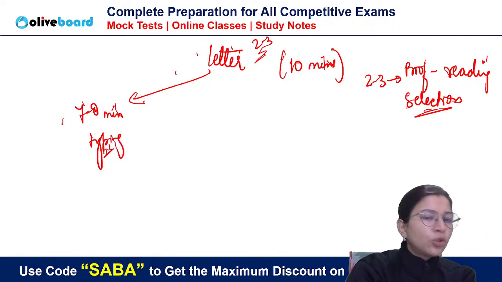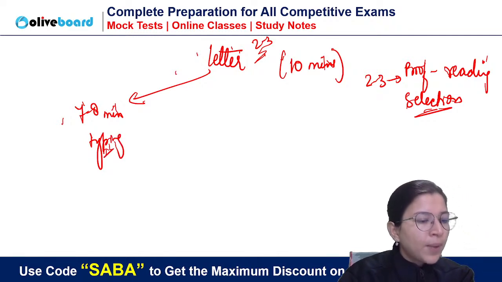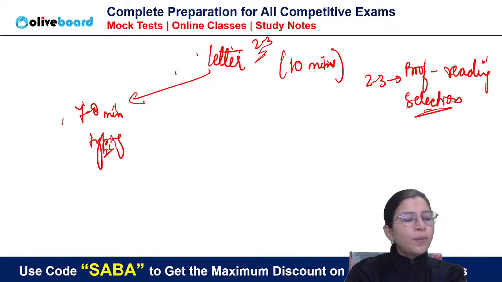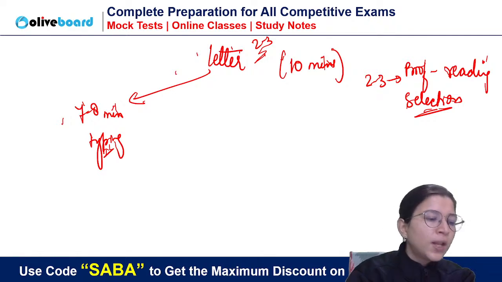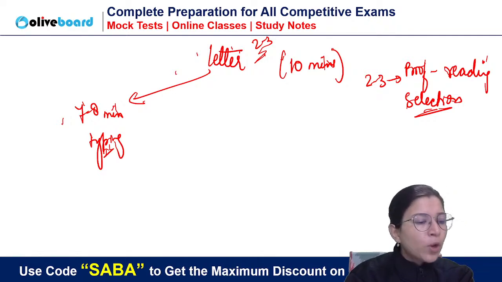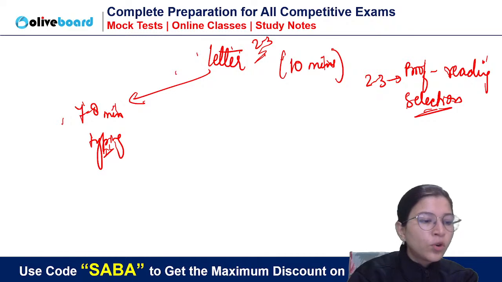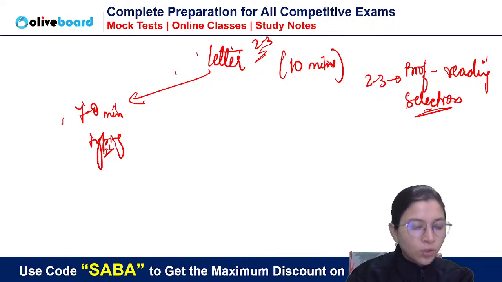Is it clear? If you manage time in this way, only then will it be possible for you to attempt both letter and essay. It may be possible that you might miss quite 10 words. You won't be able to complete the word count, but you will not miss one entire topic. Remember this thing, guys.